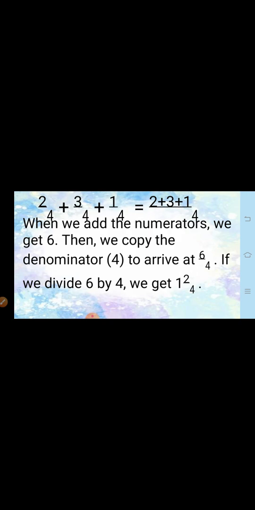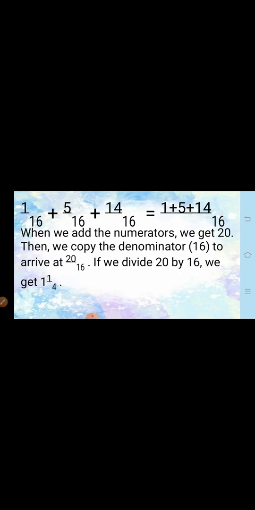Hindi na kailangan gawin niyang 1. Hindi na natin kailangan i-gawing mixed number. So we will have to reduce 6 over 4 to lowest term. So meron tayong 3 over 2, kasi nga the lowest term of 6 over 4 is 3 over 2.